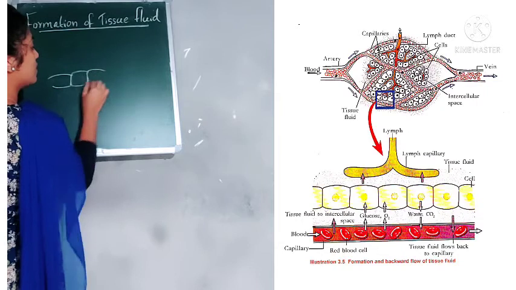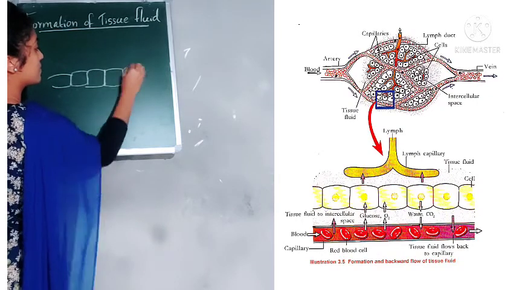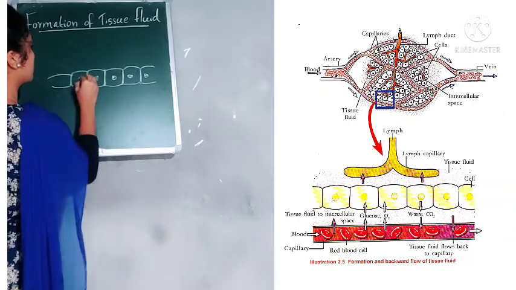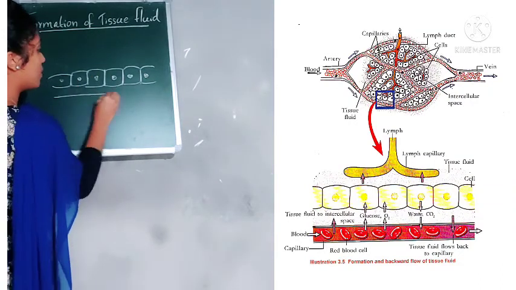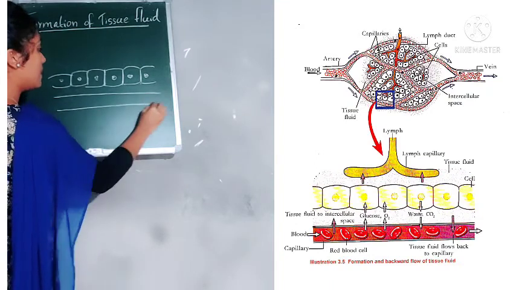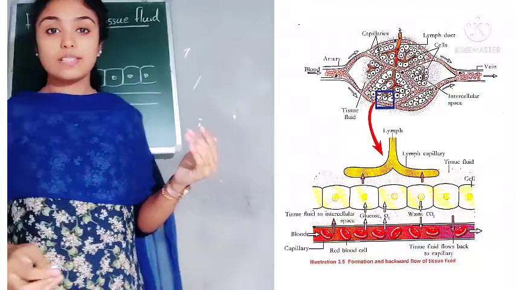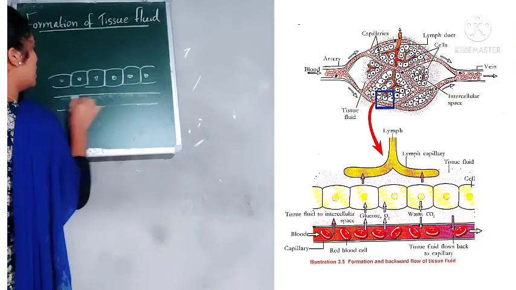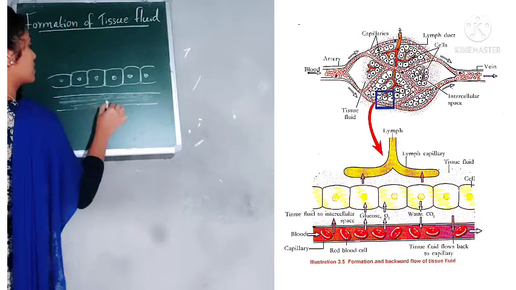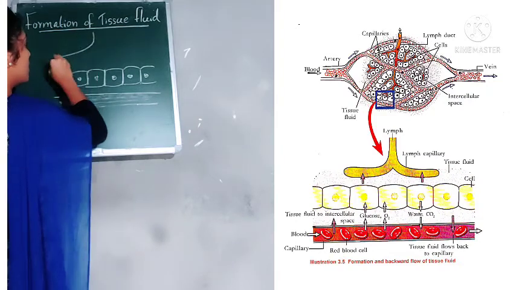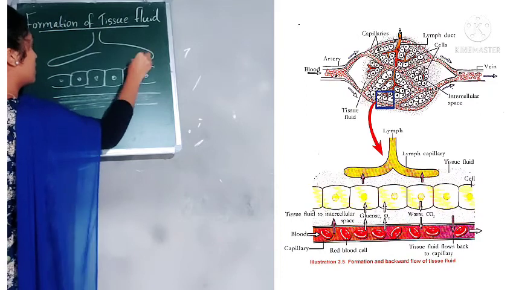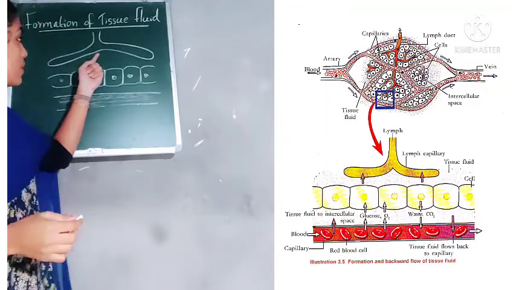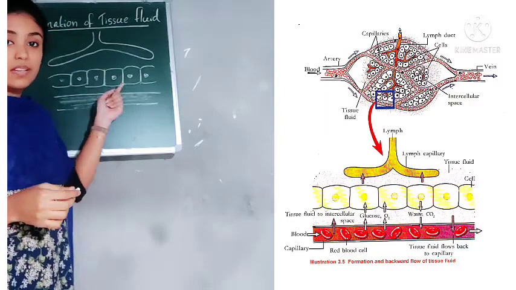You just consider these are our cells. And we know that the capillaries bring blood to the cells. So this is a capillary and blood flows through the capillary. And near to this, just like the blood capillary, there will also be a lymph capillary near the cells.